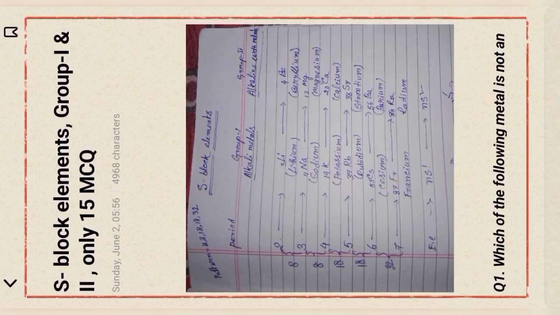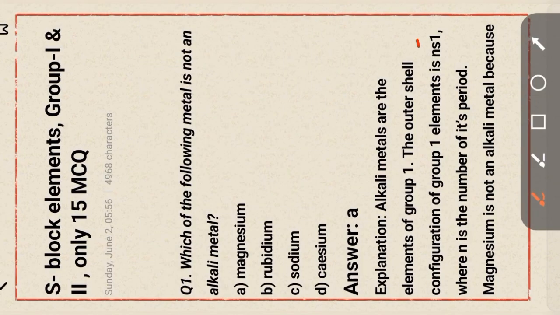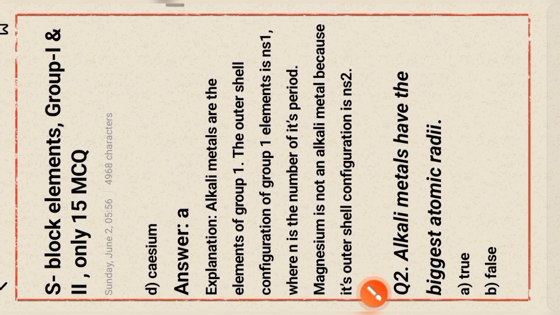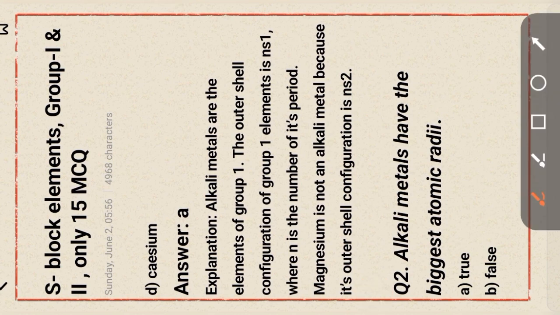Now we discuss question number 1: which of the following metals is not an alkali metal? Magnesium is not an alkali metal. Alkali metals are the elements of group 1, with outer shell electronic configuration ns1. But magnesium's electronic configuration is ns2, that is an alkaline earth metal, a group 2 element.